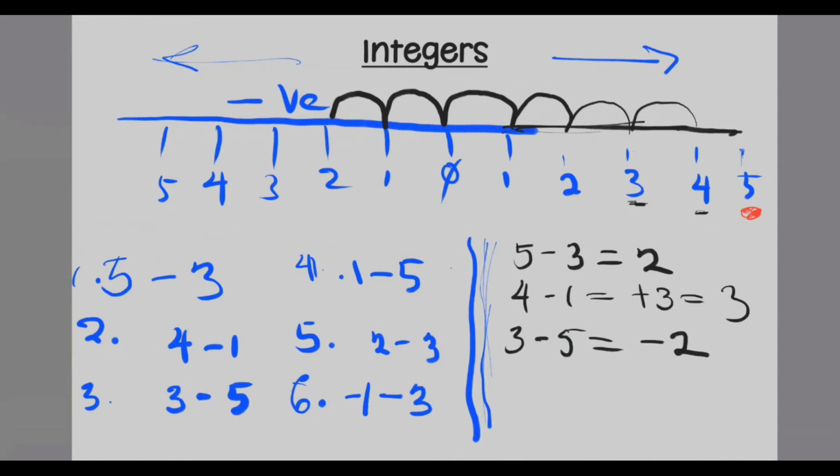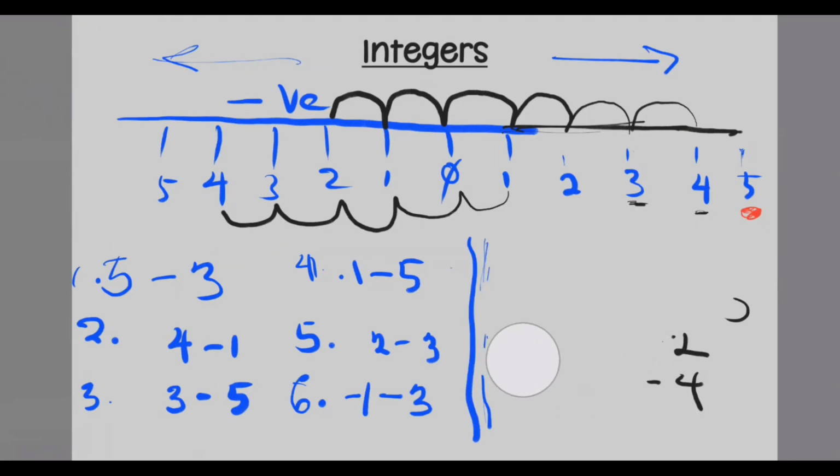Okay. We're going to do another example for 4. So 1 minus 5. We're going to start with 1 and then count leftward by 5 points. So let's do 1, 2, 3, 4, 5. And we end up with minus 4. So 1 minus 5 is equal to minus 4.